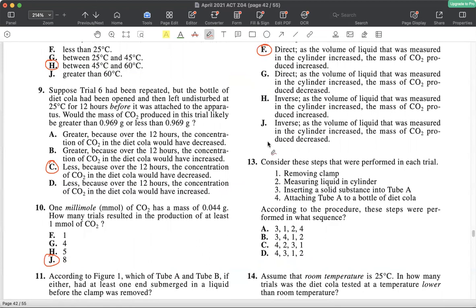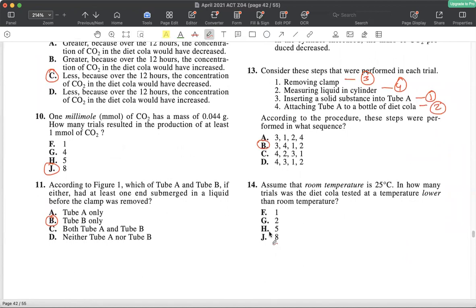Consider these steps that were performed in each trial: removing clamp, measuring liquid in cylinder, inserting a solid substance into tube A, attaching tube A to a bottle of Diet Cola. What was the sequence? So you first insert a solid substance into tube A. Then you attach tube A to a bottle of Diet Cola. Then you remove the clamp and let the solid fall into the bottle. And then you measure the liquid in the cylinder. So it would be 3412, option B, right?